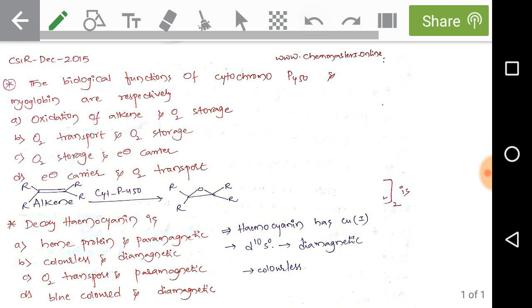And due to the presence of the completely filled d orbital, the electron transitions are not possible, in the presence or in the absence of an electric ligand field. So that's why deoxyhemocyanin is colorless. So what is our option? Colorless and diamagnetic is the correct statement about deoxyhemocyanin. Okay, right.